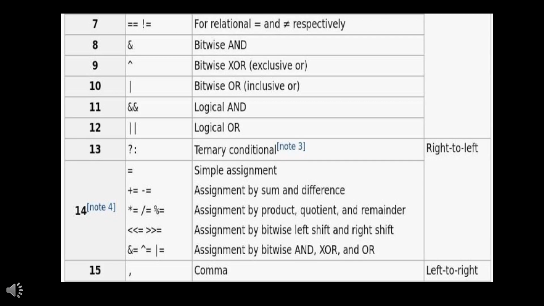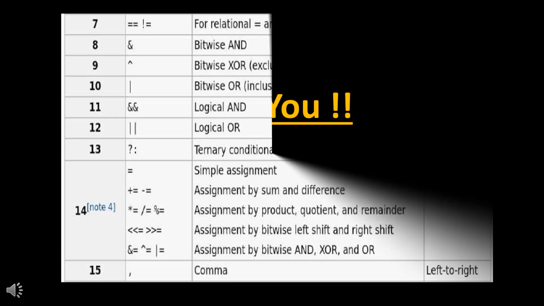At level 14, assignment operators like equals, and compound assignment operators such as += and *=. These are right to left associative. Finally, at level 15, we have the comma operator, which evaluates expressions from left to right.